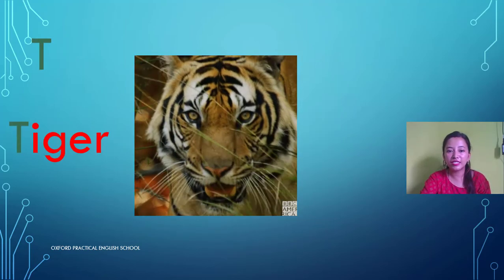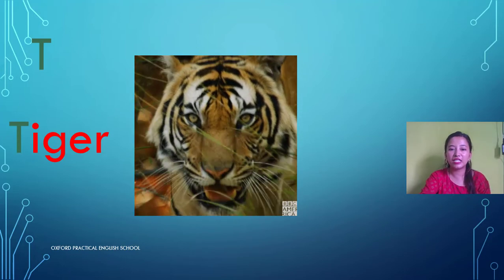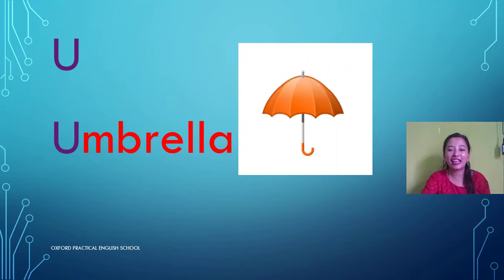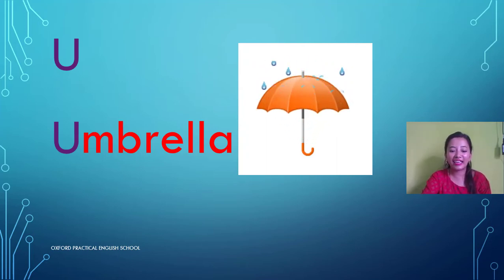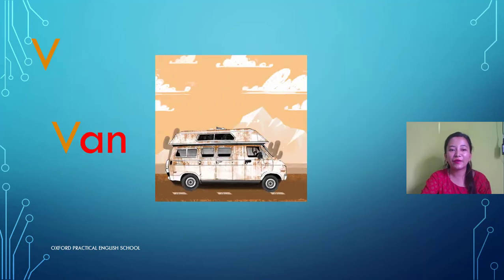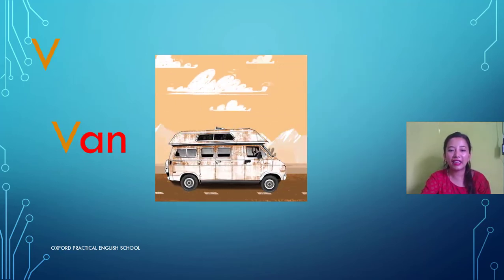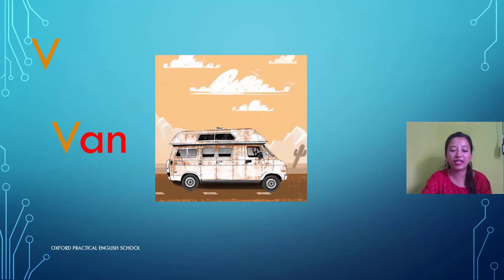T for tiger. T I G E R, tiger. U for umbrella. U M B R E L L A, umbrella. V for van. V A N, van.